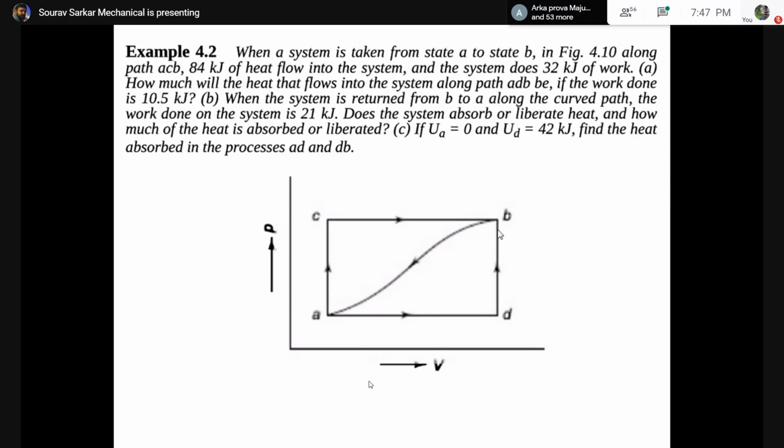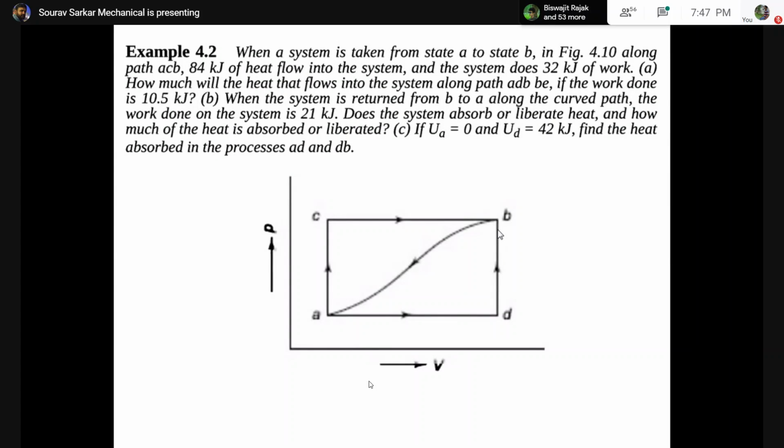Heat transfer during the process A to D, what is the answer? 52.5 kilojoule. Anyone? Any other answer? 52.5, sir. For D to B? The next one is 10 kilojoule. Work done D to B? 10 kilojoule.